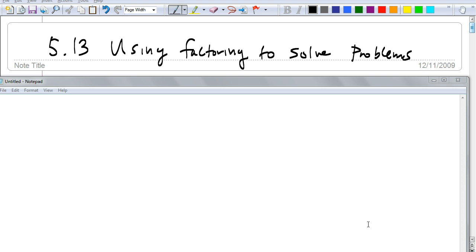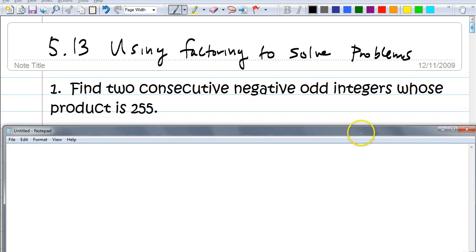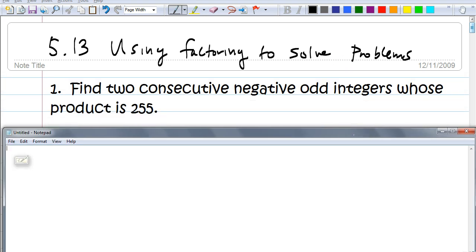Okay, Jason, you have a question? Take a look at example 1. Jason, can you read this for us? Find two consecutive negative odd integers whose product is 255. You see how we had this type of question before.